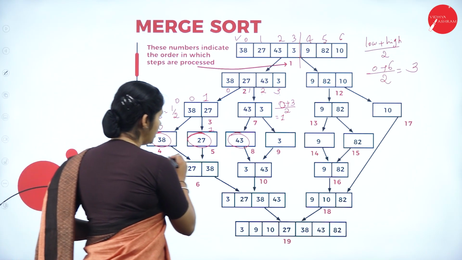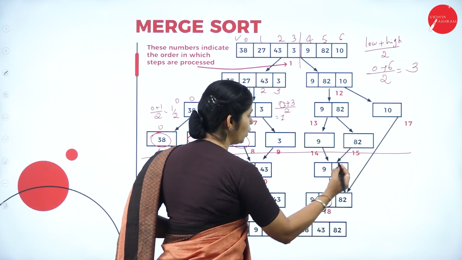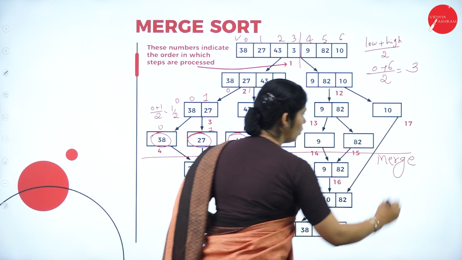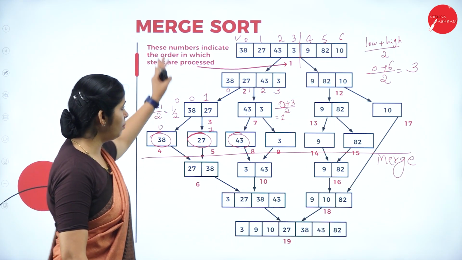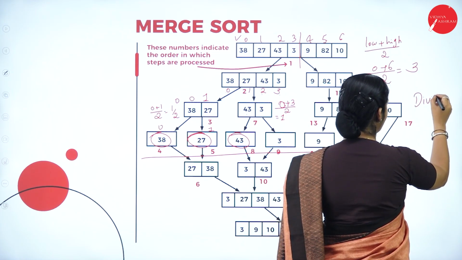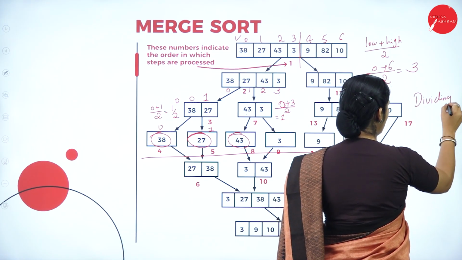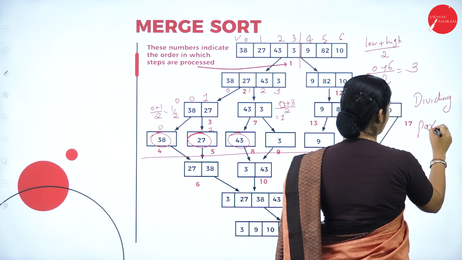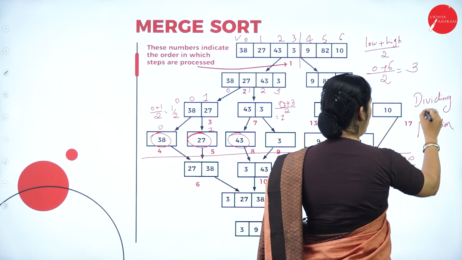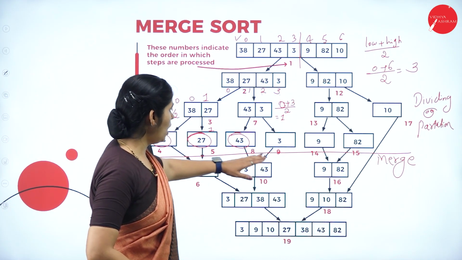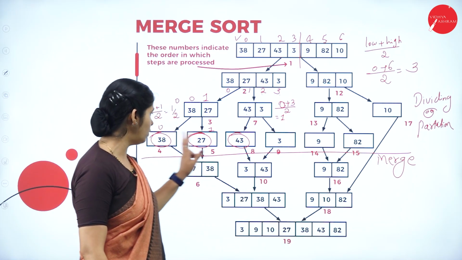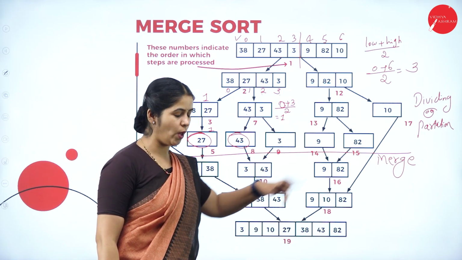Now, after this cycle, we go for the merge. We go for what? Merge. This complete cycle, what are we doing? We are dividing, or we can say we are partitioning. Right? Dividing or partitioning. Now, after this phase, we are going to merge the elements whatever we have got as atomic values.